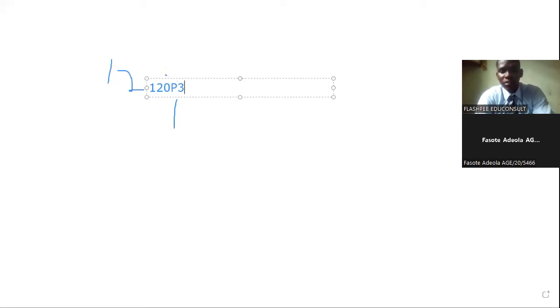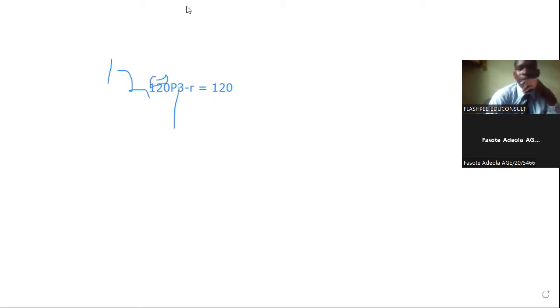Sorry it is showing that way, but you understand what I'm trying to say. The 120 is superscript. The 3 minus R is subscript. So don't get it wrong. So it is equal to 120. So that will be 120 factorial all over 120 factorial all over what?